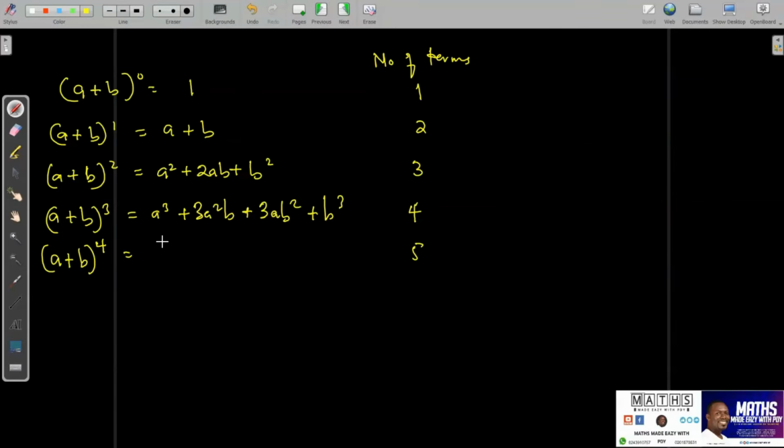Then the power plus 1. The power plus 1. Very good. If you were very close, I would have given you a lower mark. So if I have (a plus b) to the power n, if I want to know the number of terms, it is simply the power n plus 1. Take note of that. That's the first observation.